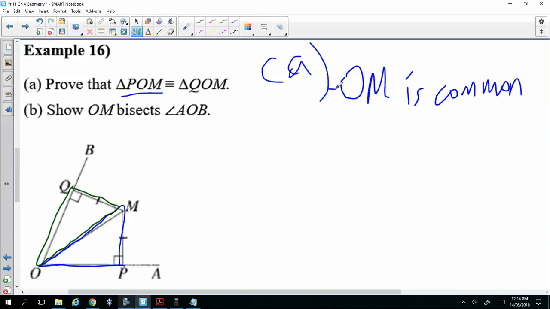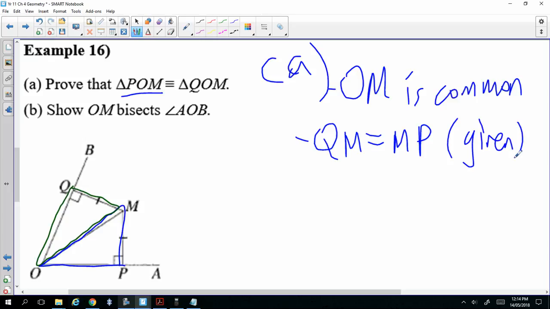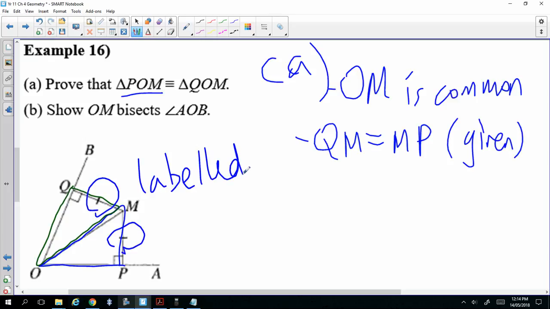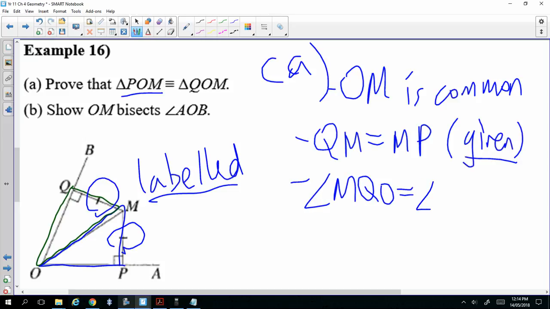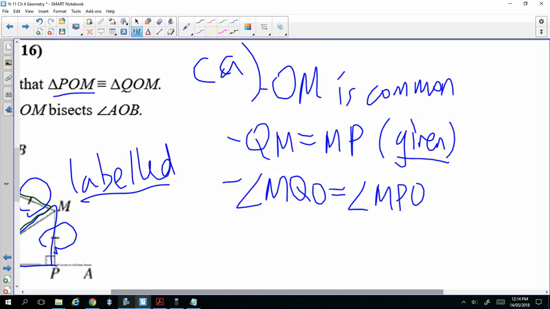Yep, so you say QM equal to MP. What reason? You say given. Why is it given? Because it's labeled there, right? Anything labeled, you say it's given. And Jeremy, which angle do you say are equal? 2 right angles. So you say angle MQO equal to angle MPO, which is 90 degrees. That's also given as well, because it's labeled on the diagram.